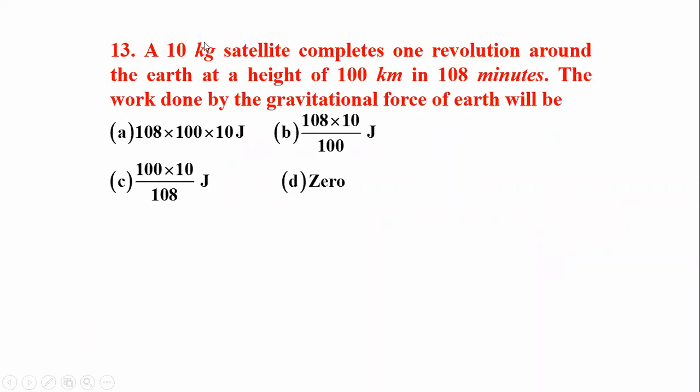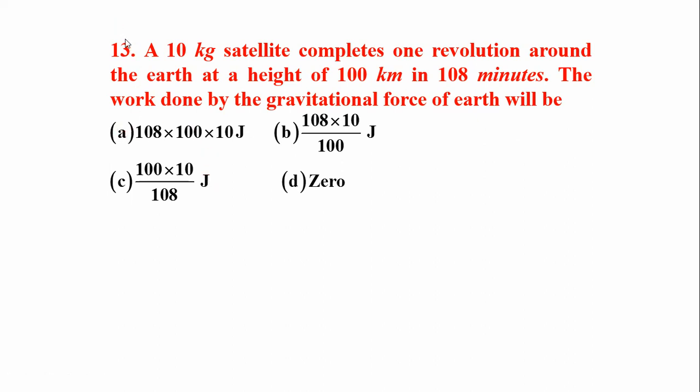Next. A 10 kg satellite completes one revolution around the Earth at a height of 100 kilometers in 108 minutes. The work done by the gravitational force of the Earth will be. Remember that work done by the centripetal force will be 0.